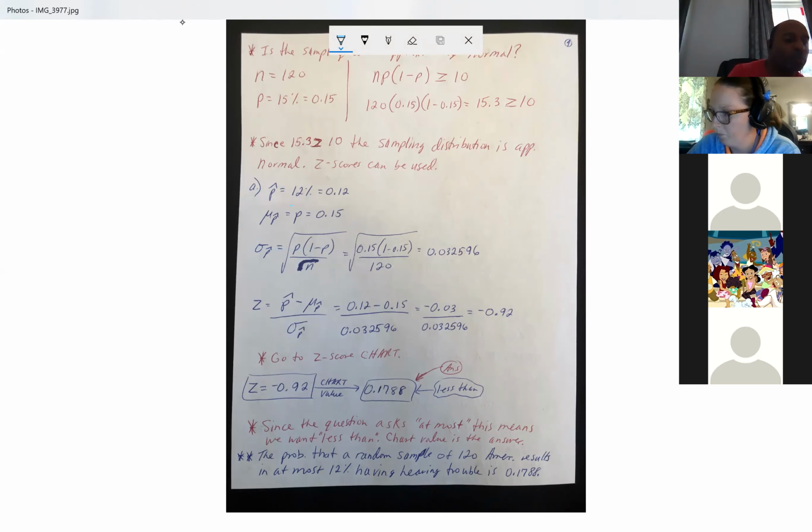And so the probability that the random sample of 120 Americans results in at most 12% having hearing trouble is 0.1788.